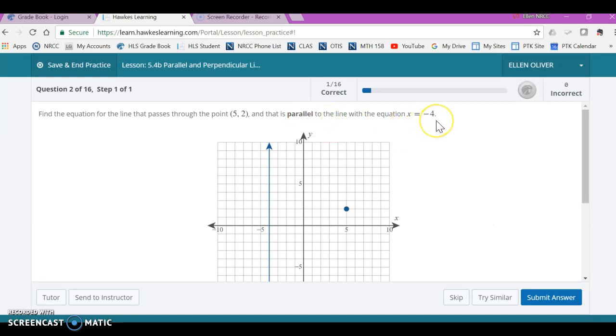Parallel to x equals -4, so that'll be x equals the x coordinate here, 5.